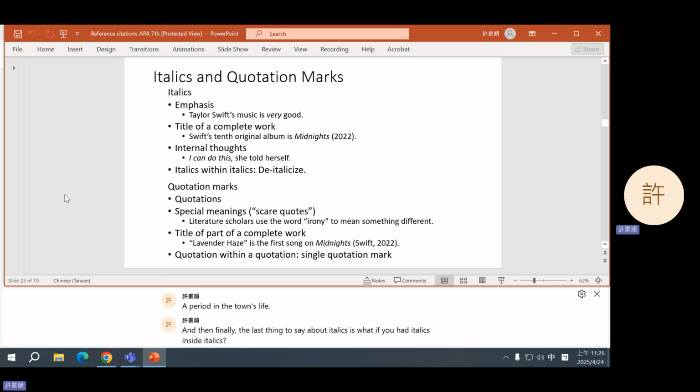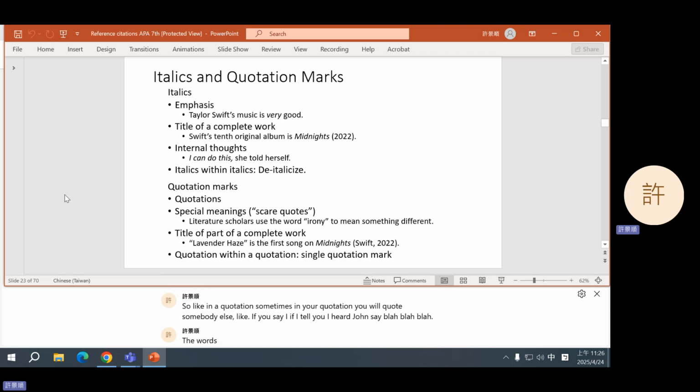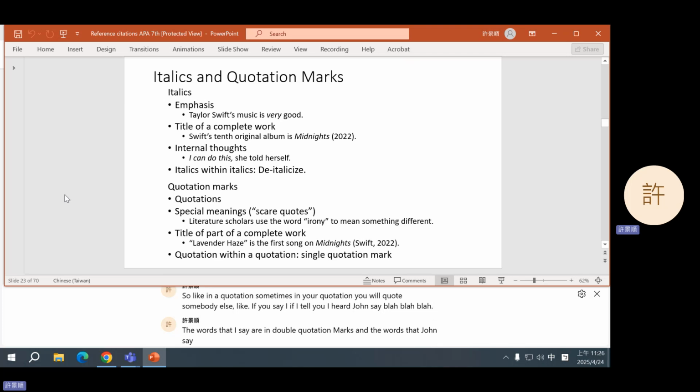And then finally, the last thing to say about italics is, what if you have italics inside italics? So like in a quotation, right? Sometimes in your quotation, you will quote somebody else. Like if I tell you, I heard John say blah, blah, blah. The words that I say are in double quotation marks, and the words that John says are in single quotation marks. Right? So quotation within a quotation, single quotation. What about italics within italics?